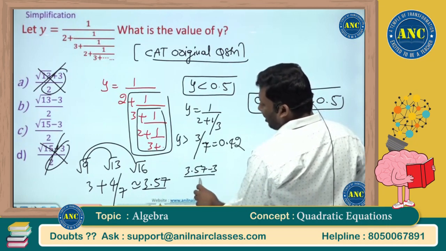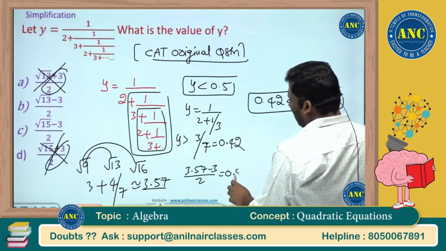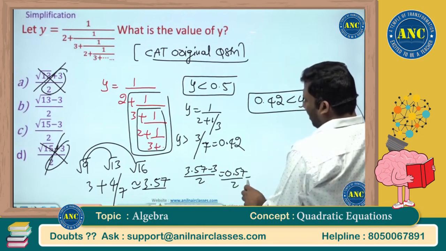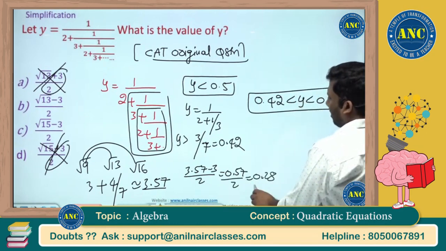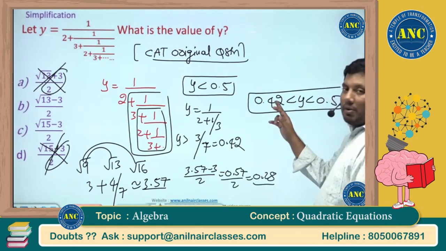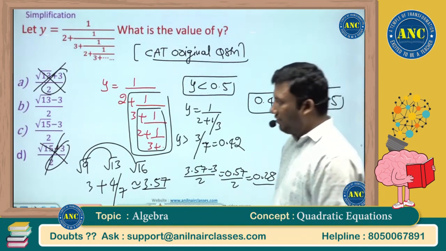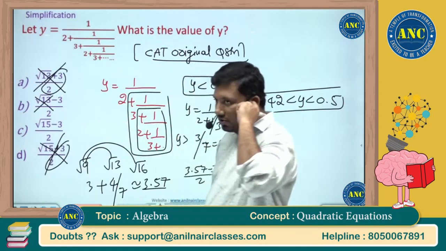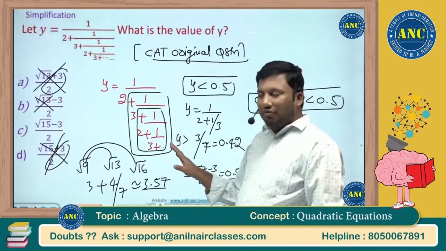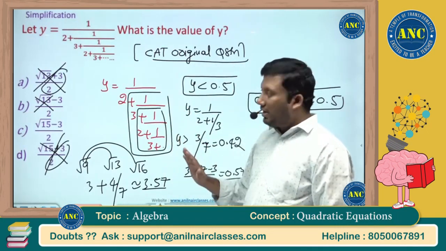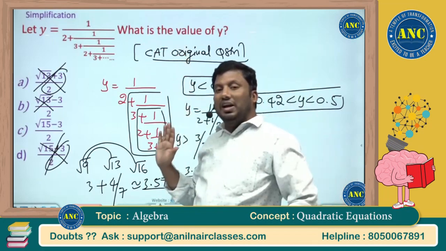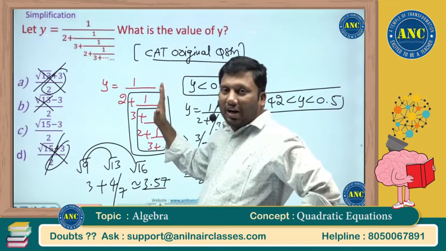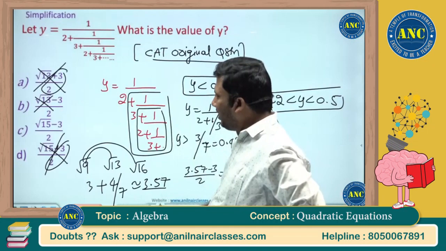3.57 minus 3 by 2. It is 0.57 divided by 2, which is 0.28. Answer should lie between 0.42 to 0.5. Second option also I eliminated. Very beautifully, 3 options are eliminated without even writing any polynomial equation. We are able to solve it very, very easily.